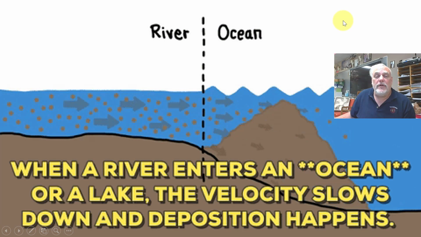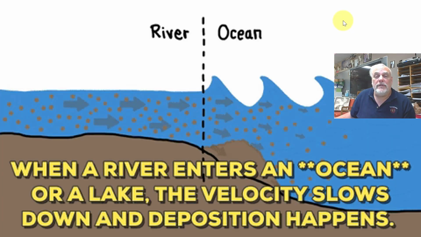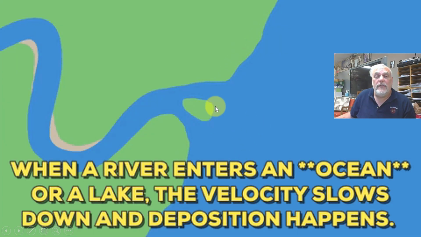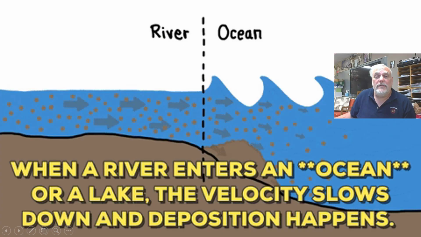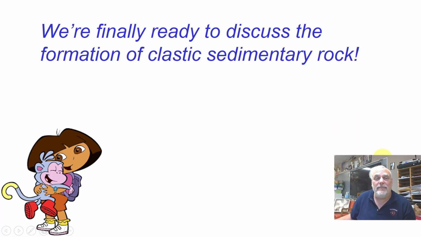When a river enters an ocean or lake, the river is going to slow down. When the river slows down, it's going to dump a lot of these sediments in that area, and it's going to form what's called a delta. So at the end of rivers, you're often going to see what's called a delta.